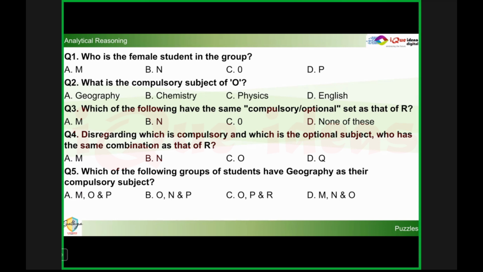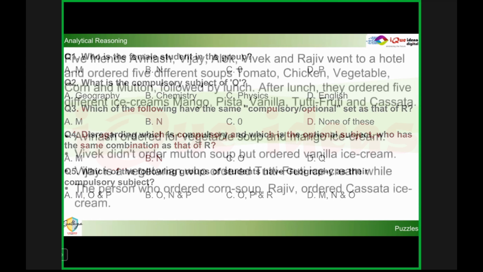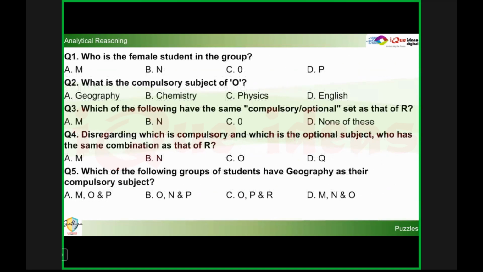So, if you have got the set correct, then you should be able to answer. It's only the table which has to be created. Once the table is created, I'm sure you'll be able to answer each of these questions in 5 seconds each. Right? Everybody got this? Nice.